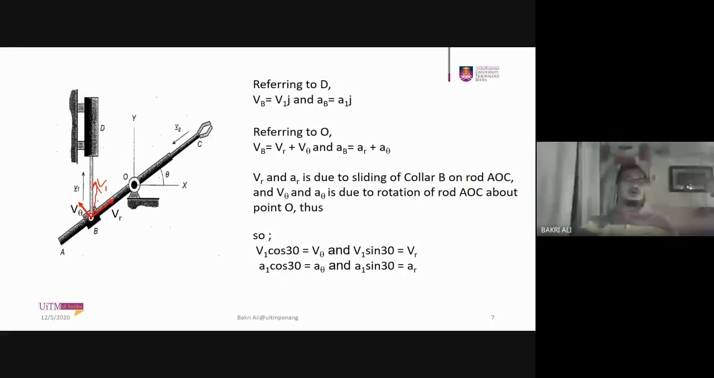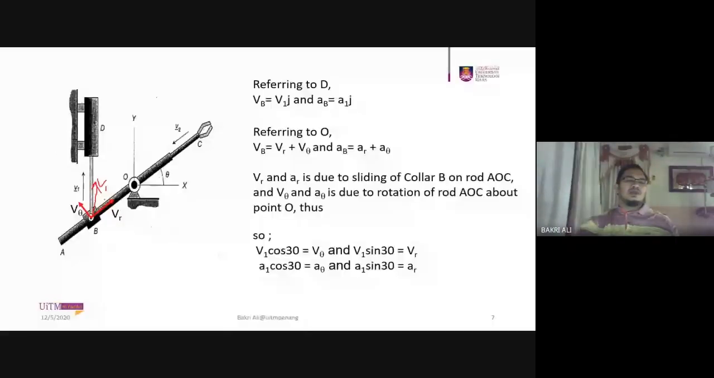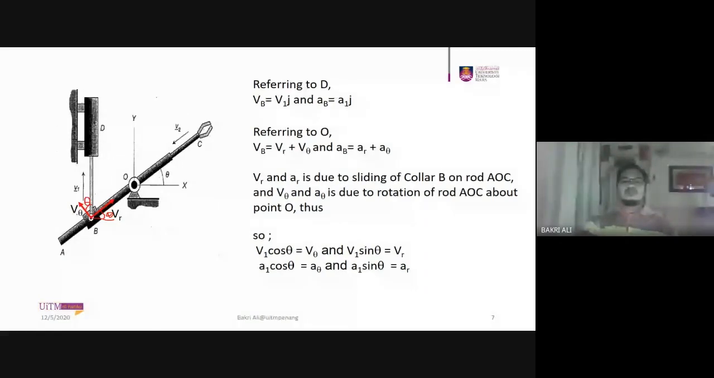In this case, because V1 equals VR plus V theta, we can break V1 into V theta and VR by using the given angle. Here the angle theta is given. So by using this angle, V1 cos theta equals V theta, and V1 sin theta equals VR.